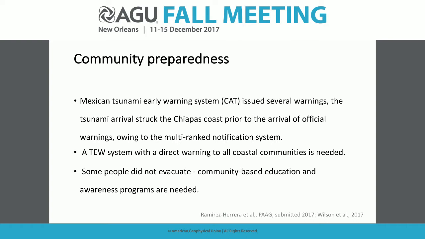Something I want to quickly say before my time is over is that there is a Mexican tsunami early warning system, and the system issues several warnings, but the tsunami arrival struck the Chiapas coast prior to any official warning. The reason is that the early warning system in Mexico goes through several ranking notifications, and this really slows the message to the people. So this is something we have to learn from and work on: a tsunami early warning system that goes directly to the people and quickly.